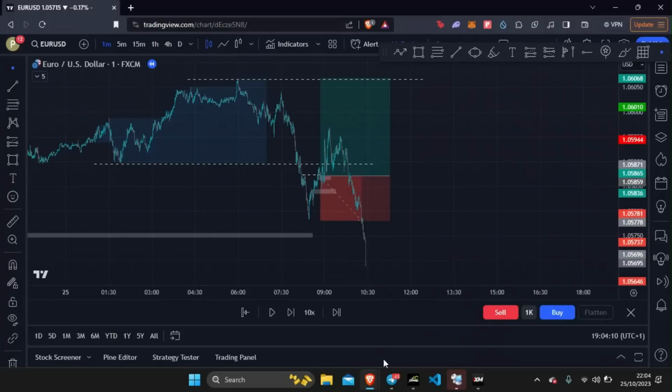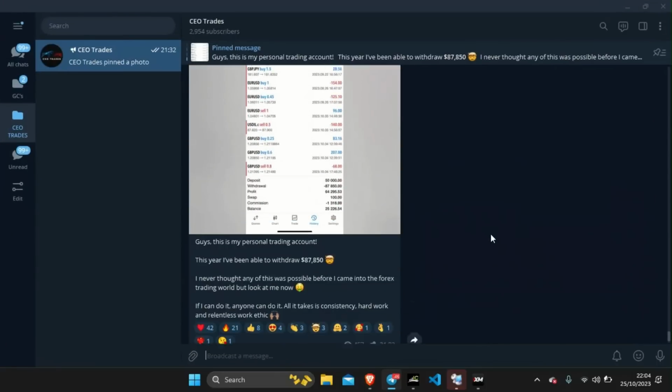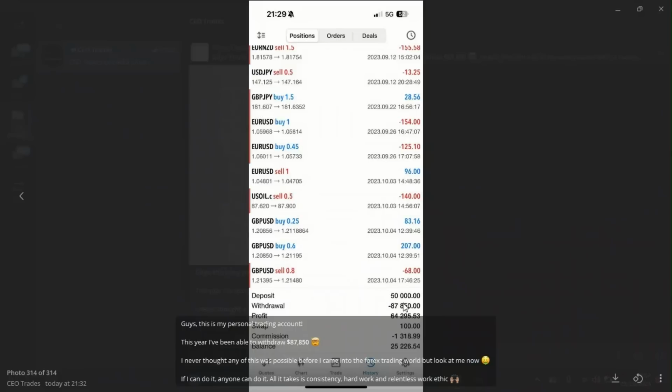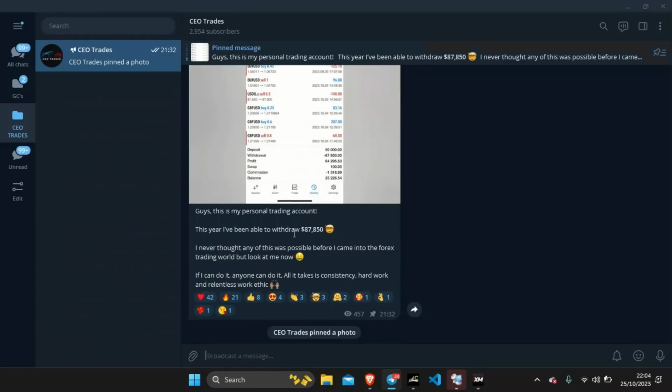But guys, I did want to end this on a nice little post that I've done in my Telegram. This is a screenshot from my personal trading account where I deposited $50,000. And just this year alone, I was able to withdraw $87,850. This is all from my own personal trades that I have taken over this year. I was able to make a nice withdrawal just because I thought, you know what, let me treat myself. Christmas is around the corner.